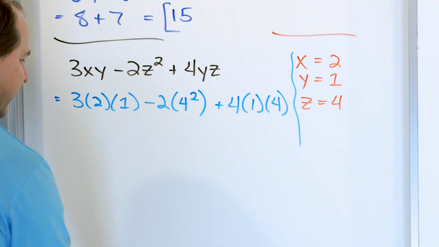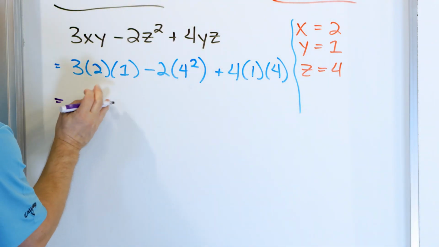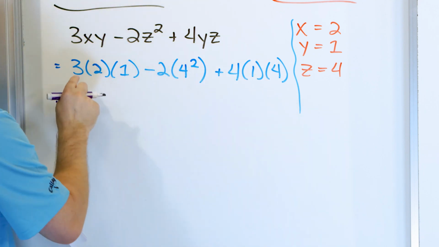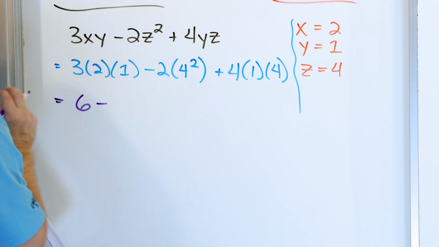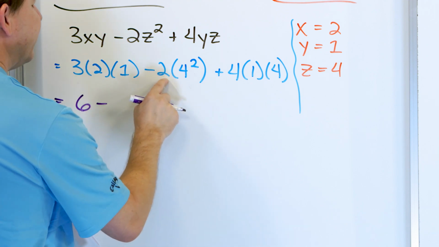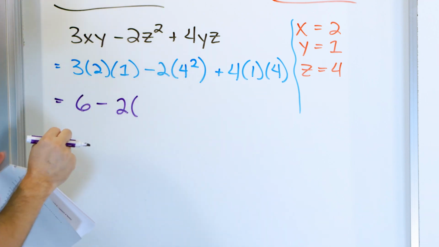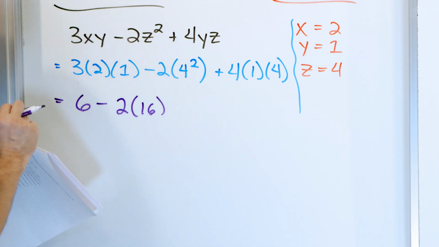So we can work on things in parallel, and that's one thing I want you to get used to doing. So we have this set of multiplication. We can do that in parallel with the others, right? 3 times 2 is 6, but 6 times 1 is also 6. So we can just write that as 6. Now the multiplying by 2 has to happen later because we have this exponent. Exponents come first. 4 times 4 is 16. And we'll do this multiplication later.